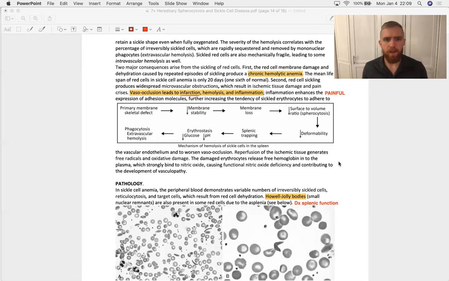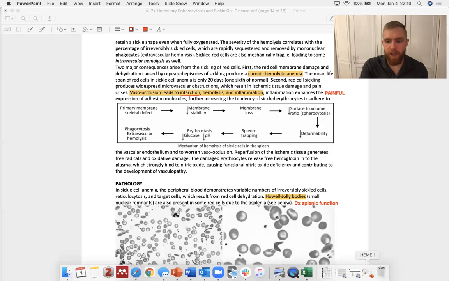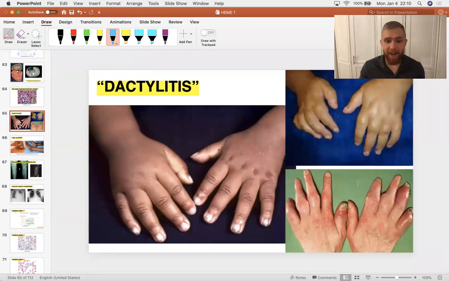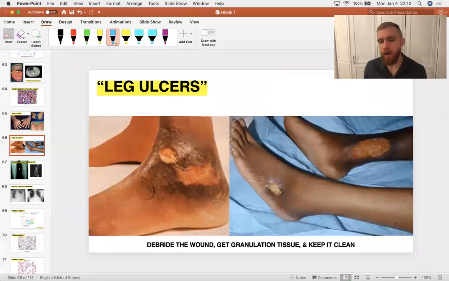Talking about vaso-occlusion leading to infarction, possible intravascular hemolysis and inflammation. And don't forget, anytime there's infarction, it's a painful process. There is no such thing as a painless infarction unless you're loaded up on something. It's gonna hurt. So when these patients present with the dactylitis, their hands hurt. When they present with the ulcer, that thing hurts. You better give them a shot of lidocaine or something to numb that up while you debride it. It's going to be very, very painful.